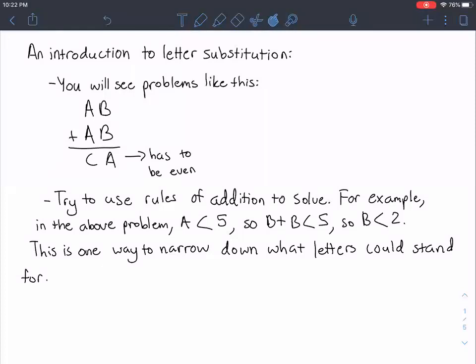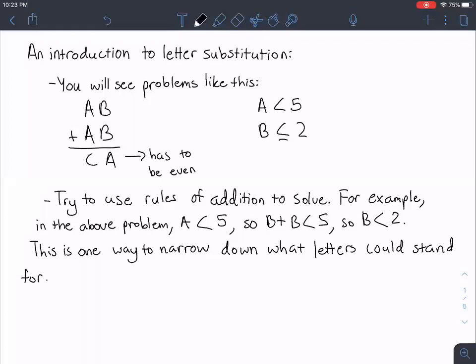Additionally, A has to be less than 5, because A plus A in the second column equals C, and C is a single digit. Therefore, A has to be less than 5, so B plus B has to be less than 5, so B has to be less than or equal to 2. And this is one way to narrow down what the letters could stand for. Now you know that A has to be less than 5, and B has to be less than or equal to 2.